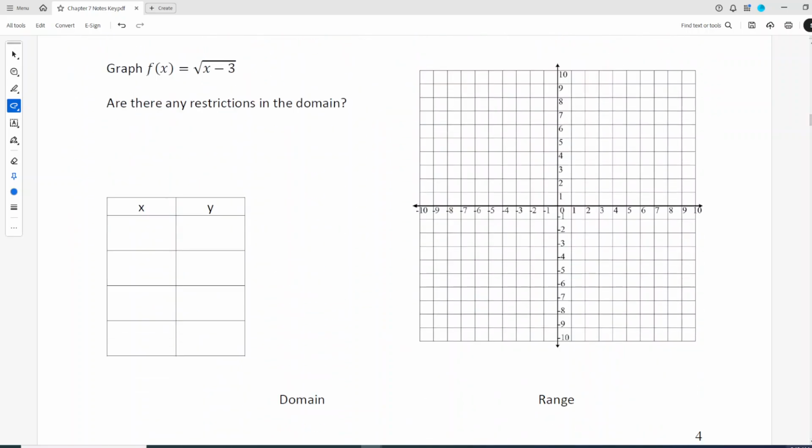So what about this one? What if we had y equals the square root of x minus 3? The first thing we want to look at is the restrictions in the domain. So again, you can't take the square root of a negative number, so x minus 3 has to be greater than or equal to 0, which if we solve this algebraically, we're going to add 3 to both sides, and we end up that x has to be greater than or equal to 3. So that means my table of values, instead of starting at 0, is going to start at 3.